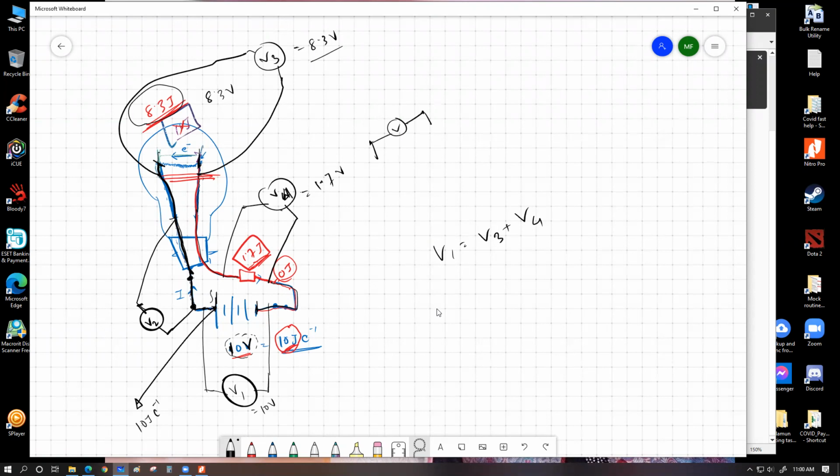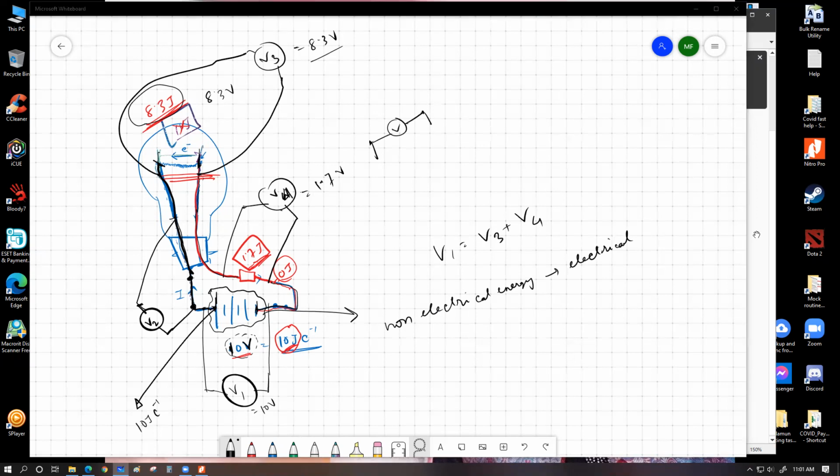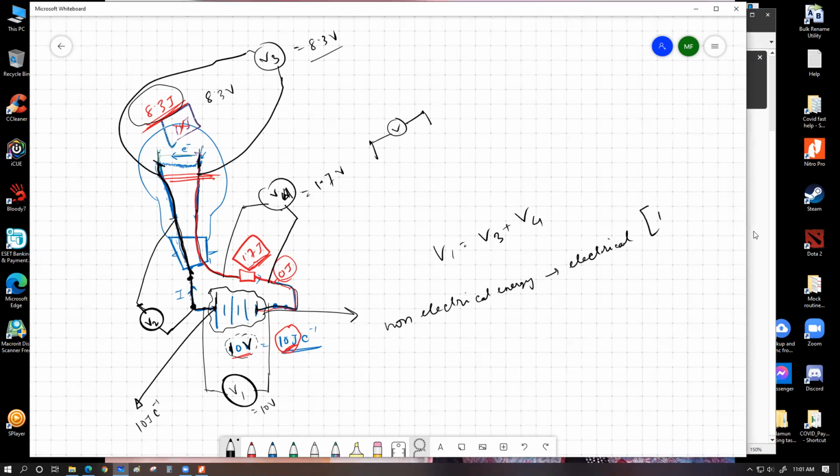Batteries or generators or cells or solar cell or thermal cell, these are devices which convert non-electrical energy into electrical energy. These are the devices that we call sources of electrical energy, which creates potential. For these devices, we use the term EMF.